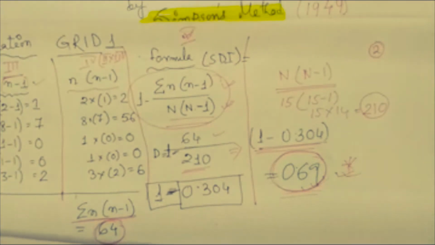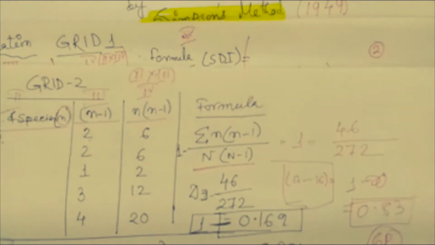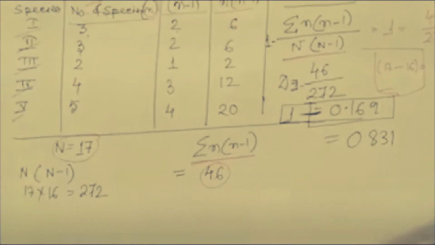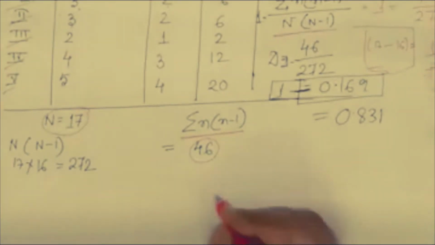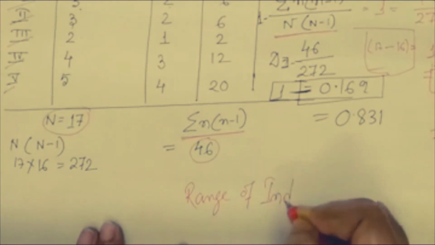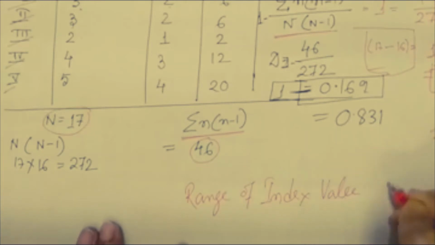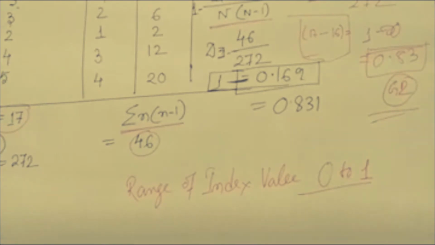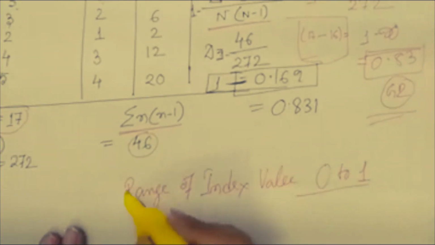So the diversity index differs from grid number 1. Rather, the plant diversity index is different for grid number 1 and grid number 2. Here I would like to mention one thing: the range of the index value is 0 to 1. Okay, the range of the index value is 0 to 1 for the Simpson index.